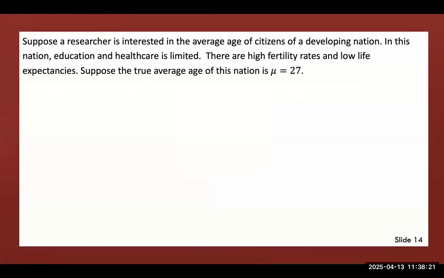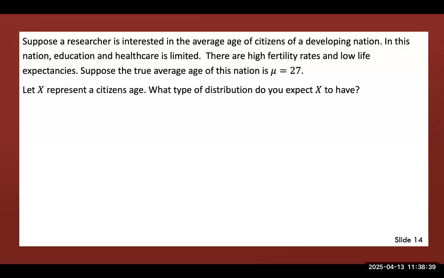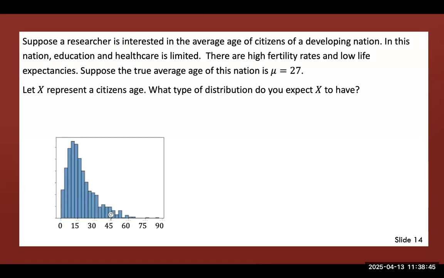Suppose a researcher is interested in the average age of citizens of a developing nation. In this nation, education and healthcare is limited. There are high fertility rates and low life expectancies. Suppose the true average age of this nation is 27. If x represents a citizen's age, what type of distribution do you expect x to have? Well, we would expect the distribution to be right skewed. It would have a right tail. Because it has high fertility rates and low life expectancies, we would think the majority of the citizens would be young, and then there would be a few people who live to a long life.